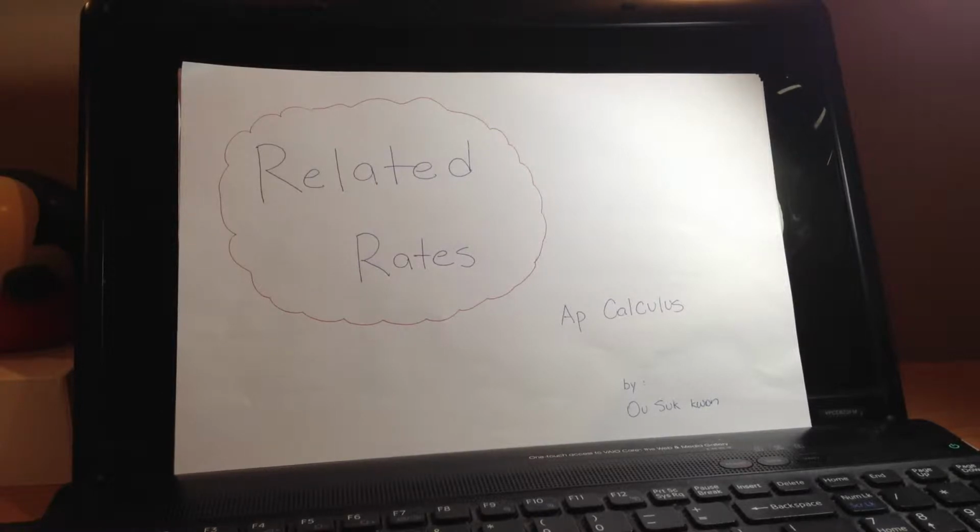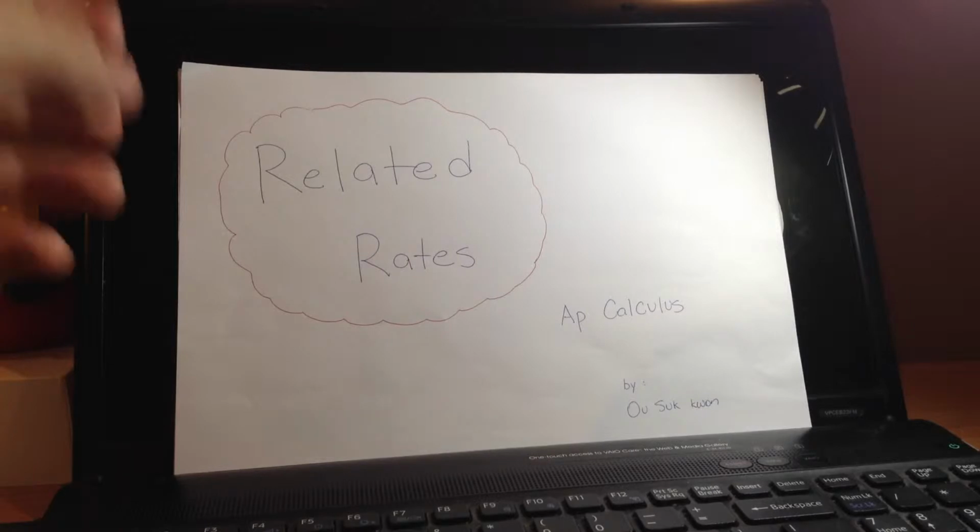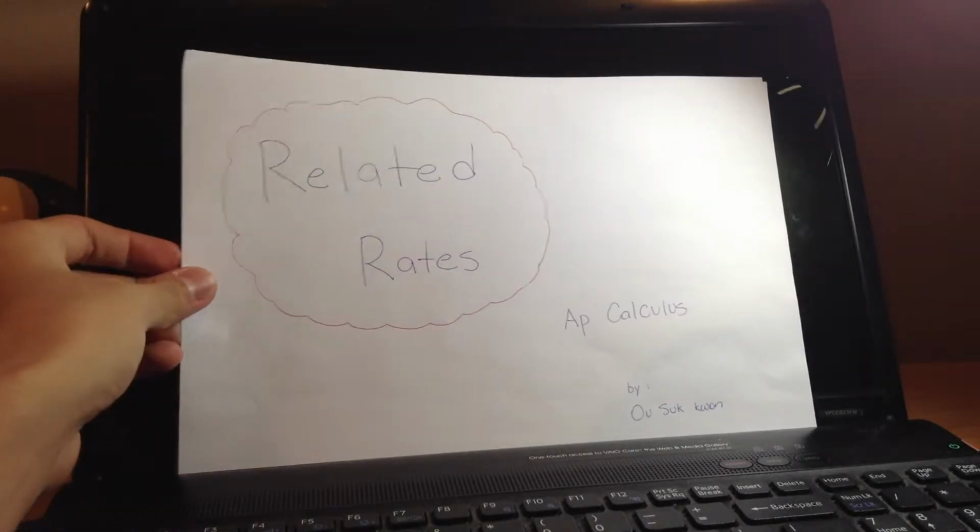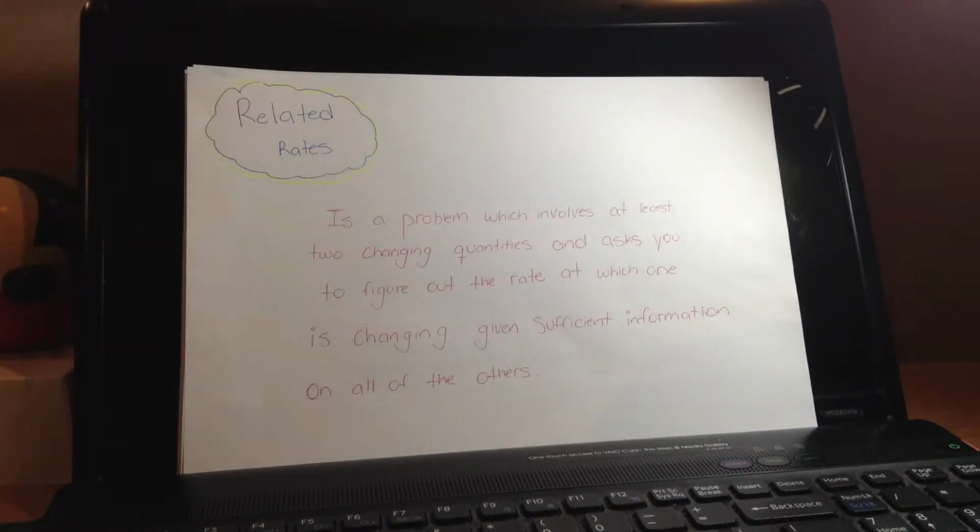Hello, this is Usuk, and in this video I would like to show you how to solve related rates problems in AP Calculus. Related rates is a problem which involves at least two changing quantities and asks you to figure out the rate at which one is changing given sufficient information on all of the others.